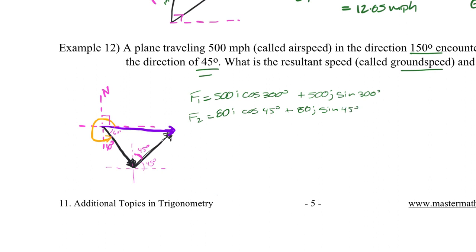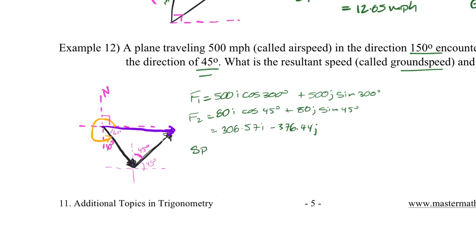And I'm just going to add them there, so 500 cosine of 300 plus 80 cosine of 45. That's going to give me 306.57. And then I have 500 sine of 300 plus 80 sine of 45. That's going to give me negative 376.44 J.